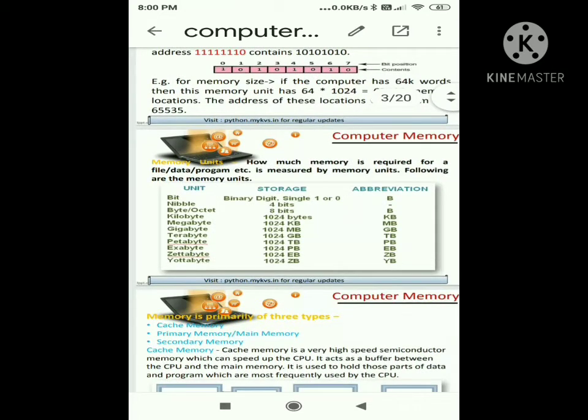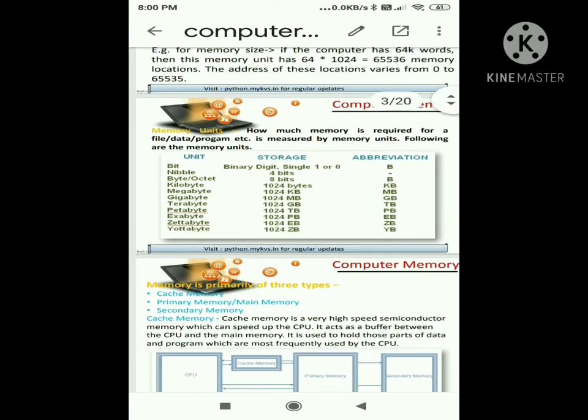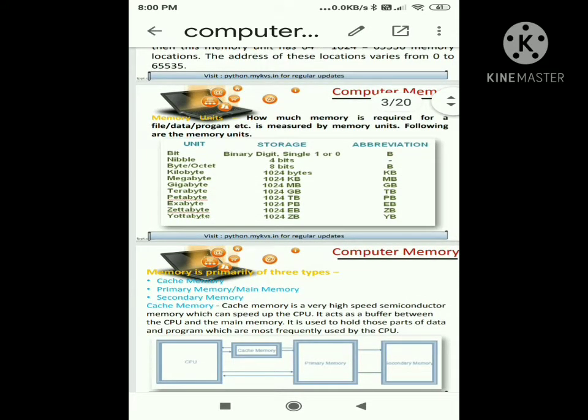The last one is yottabyte and it is a very huge one. It contains 1024 zettabytes. Wow. And it is abbreviated as YB. So these are some units of memory. As we all know, it is used in our daily lives.